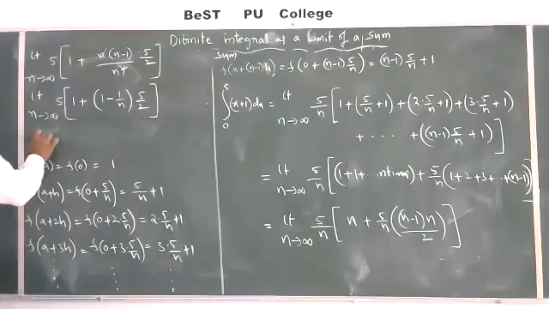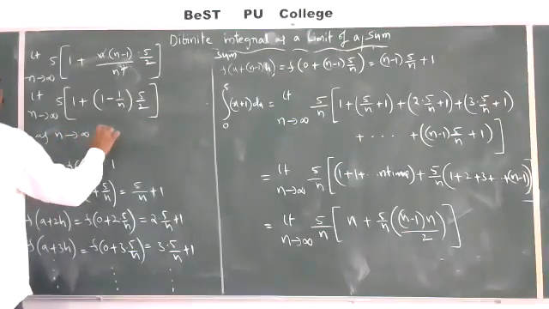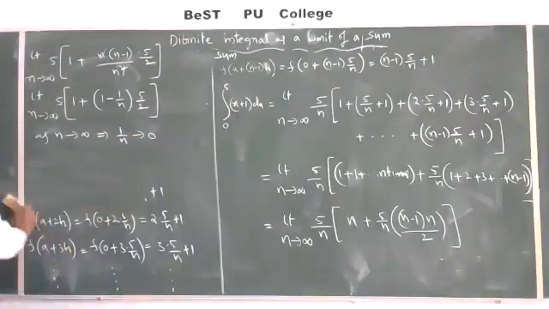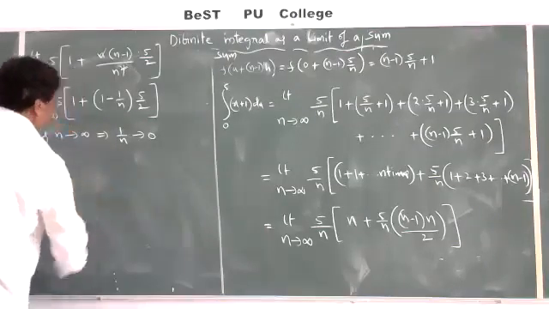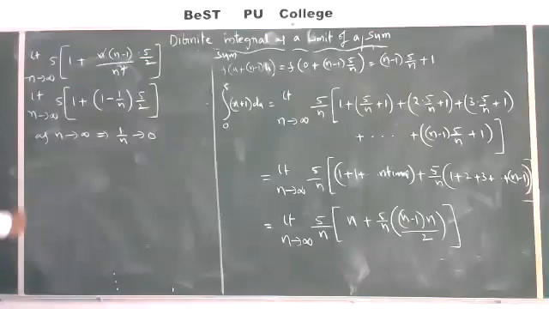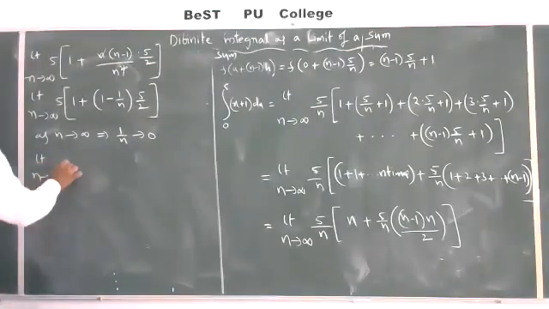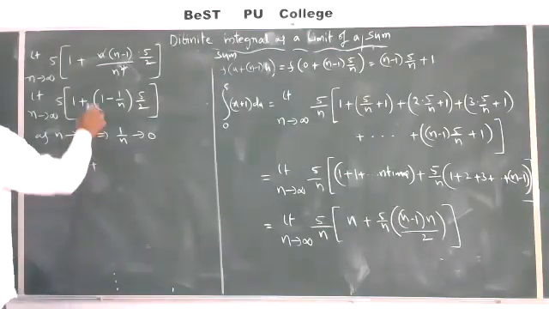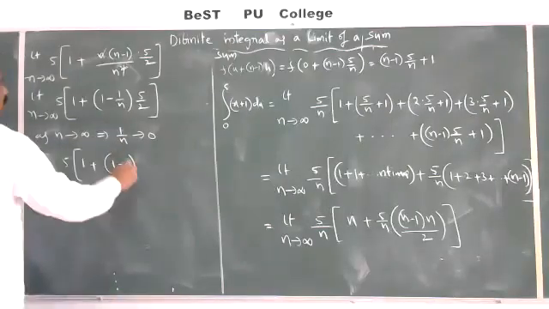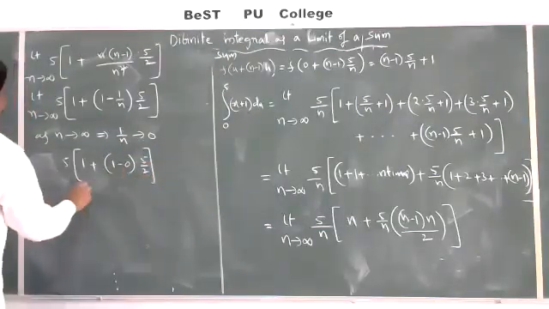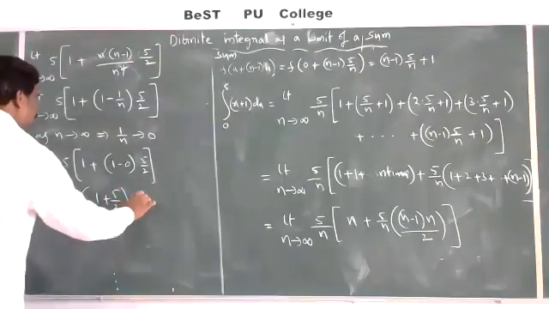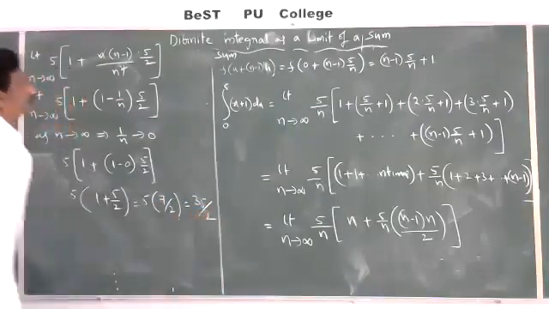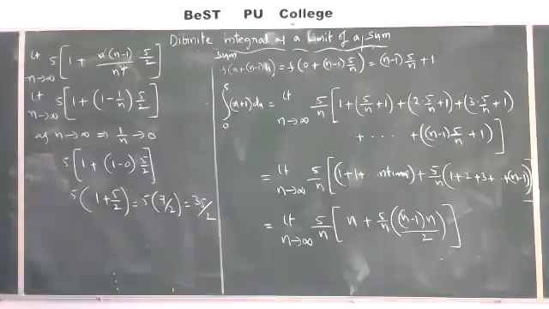As n tends to infinity, 1 by n tends to 0. So this is limit n tends to infinity, apply the limit directly. 5 into 1 plus, here 1 minus 0 into 5 by 2. That is 5 into 1 plus 5 by 2, that is 5 into 7 by 2, that is 35 by 2.